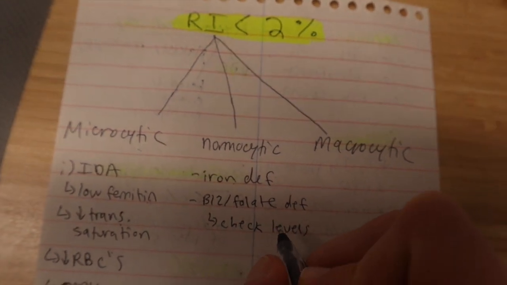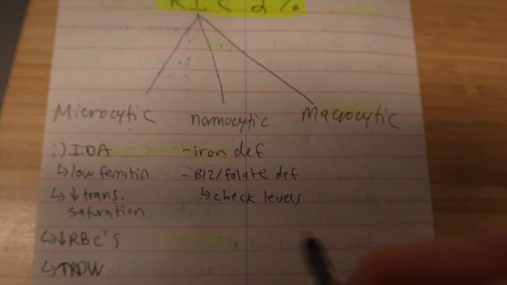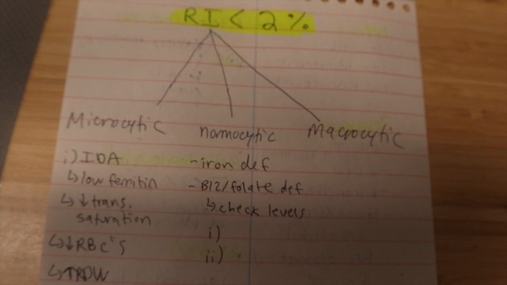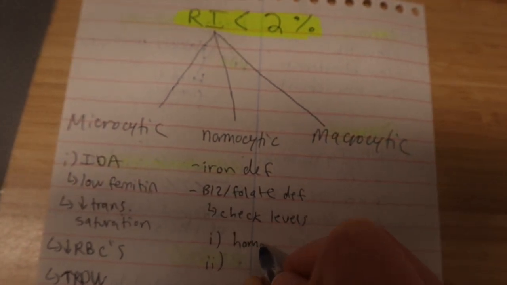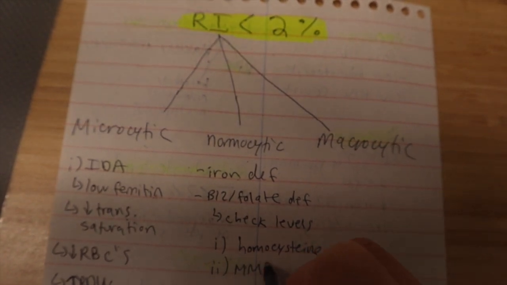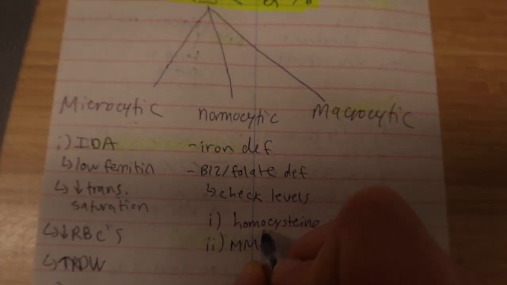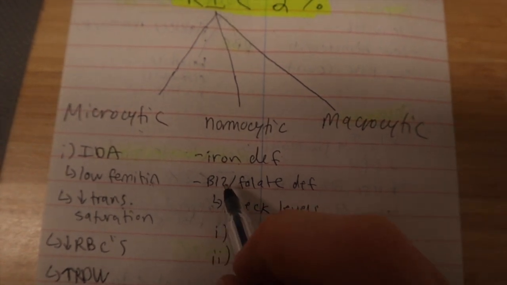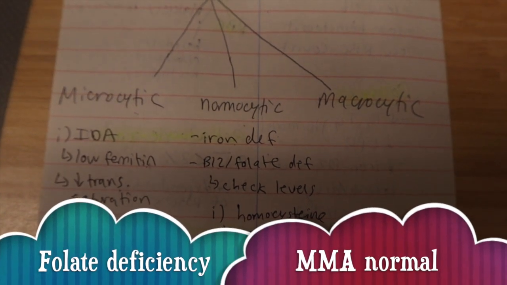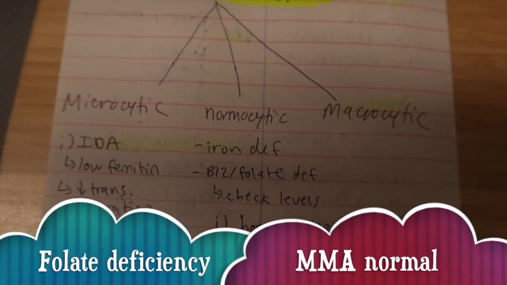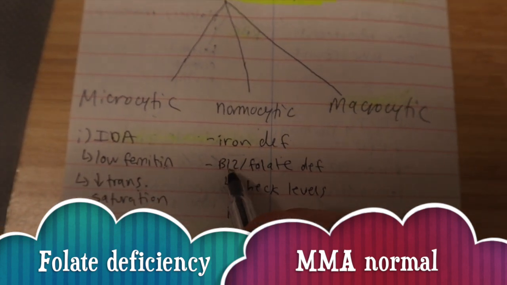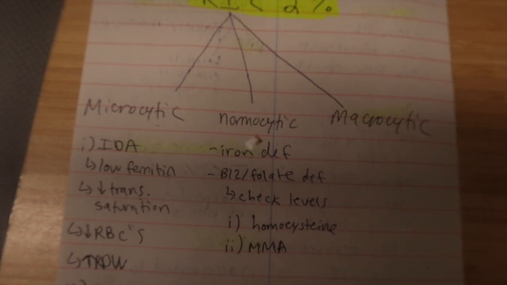If they're normal, or even borderline, then you can check two markers, and maybe I'll do a separate video on this. These include homocysteine and MMA, methylmalonic acid. If both of these are high, that's indicative of a B12 deficiency. But in a folate deficiency, homocysteine will still be elevated, but MMA levels will be normal. So that's how you can differentiate if you have B12 or a B9 folate deficiency.